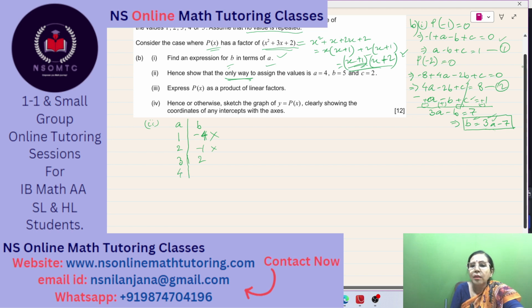4. 4 times 3 is 12. 12 minus 7 is 5. This can be taken. What about 5? 5 times 3 is 15. 15 minus 7 is 8. We have to have a, b, c values between 1 to 5. So this cannot be taken. This is the maximum value that a can have. So only these two can be taken: a equal to 3 and a equal to 4.